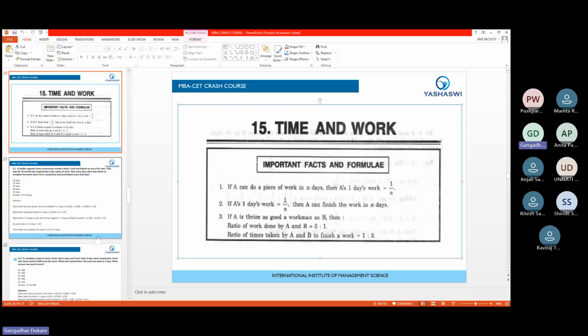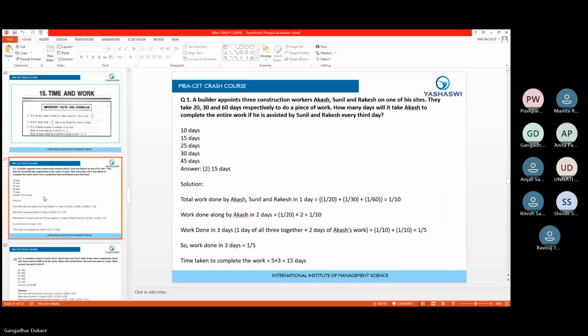There will again be questions on time and work. There will be questions on probability. There will be questions on age, numbers, multiplication, ratio calculation, time and work, and speed and time also. These will be lengthy questions in time and work.